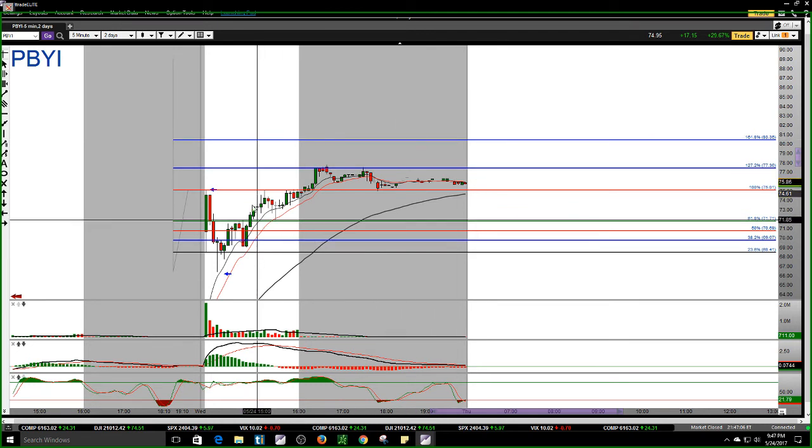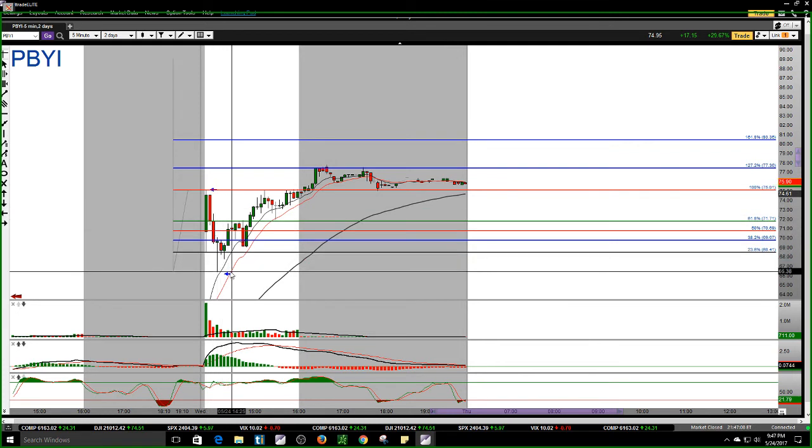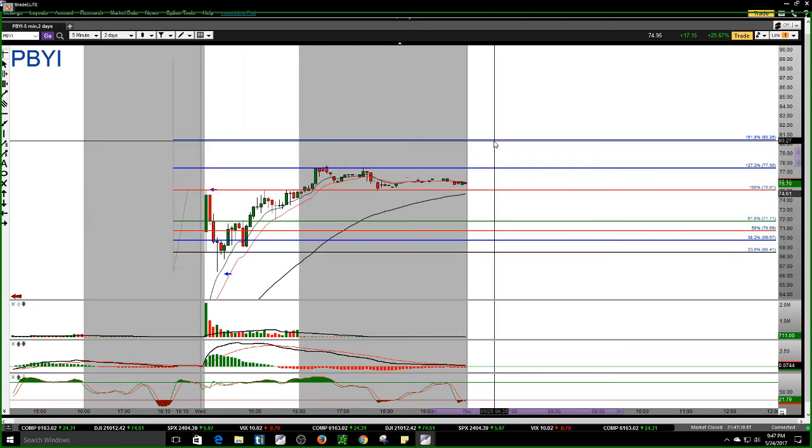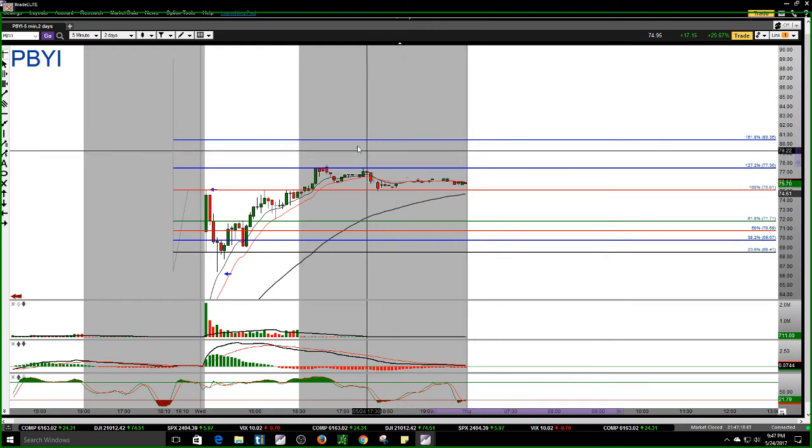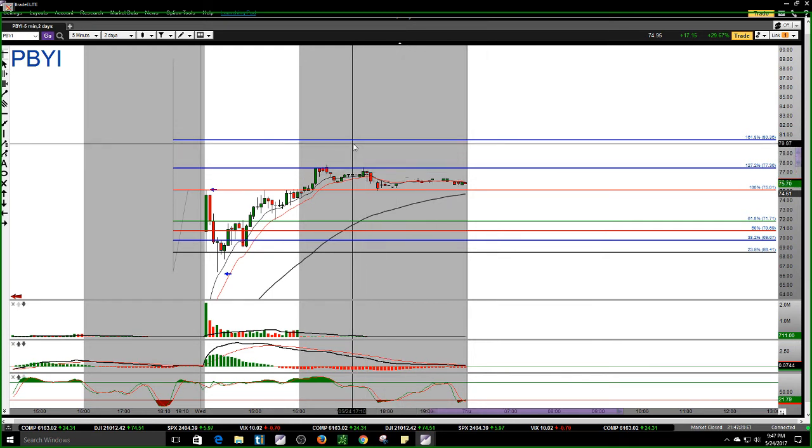Off this projected pullback and the move to the upside, you should expect to see $80.35 on PBYI tomorrow. How the chart decides to do that, if it pulls back, if we get some sort of news or something on it, obviously if there's a catalyst that destroys the chart, that's different. Other than that, you should expect the projected upside move to sometime hit the day at $80.35.